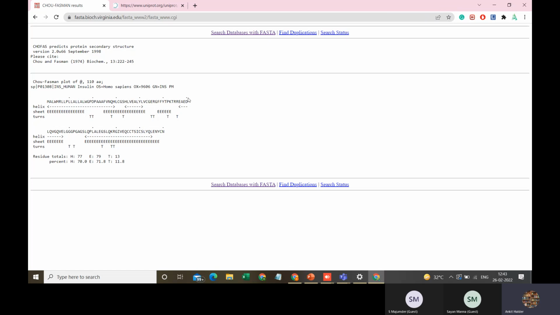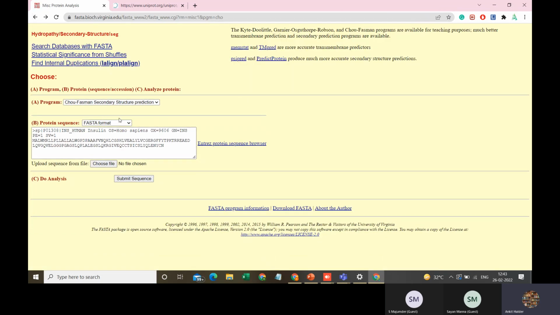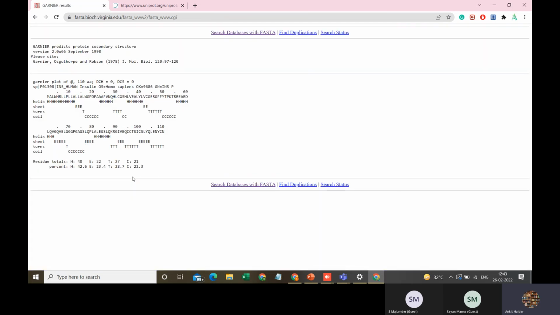This has been done only with a single sequence, and it has not performed any kind of homology modeling. Now another thing is that you can also use Garnier secondary structure prediction, which uses a similar but slightly different kind of algorithm. Here you can see that Garnier predicts protein structure. It has also predicted some helix structure.